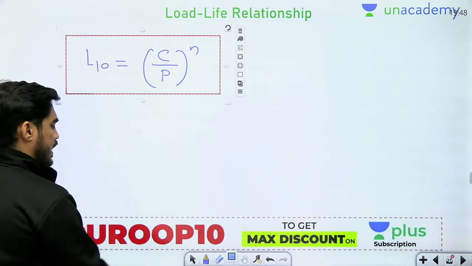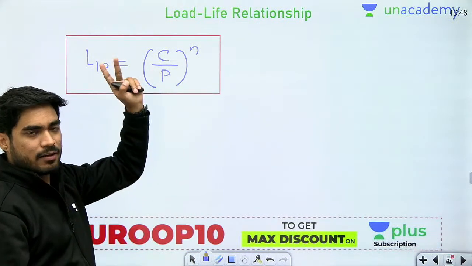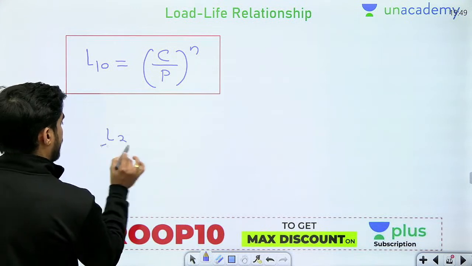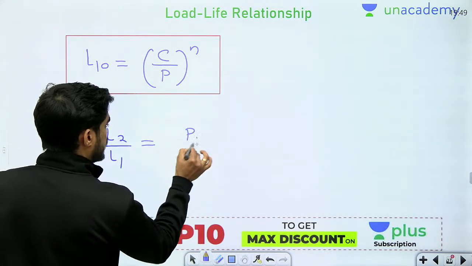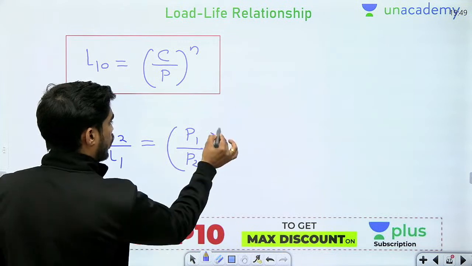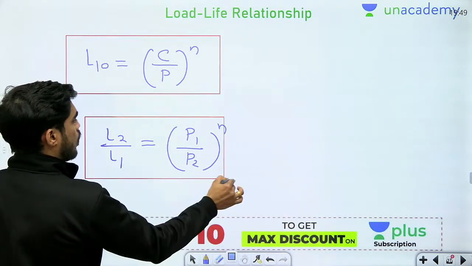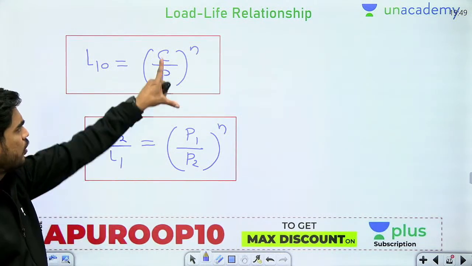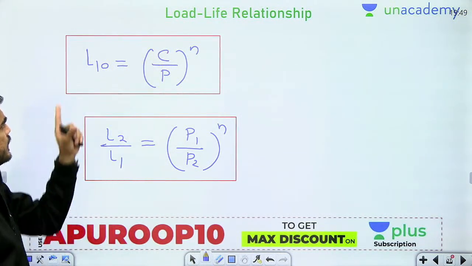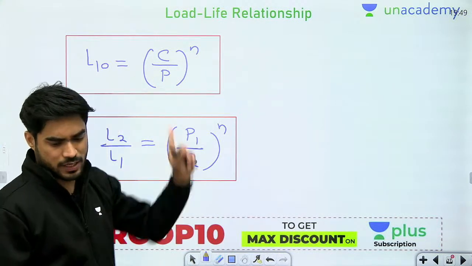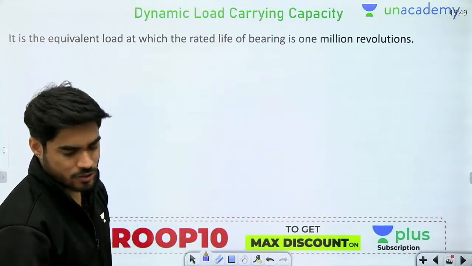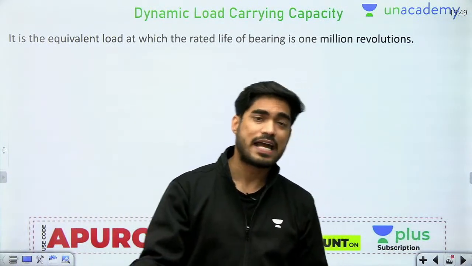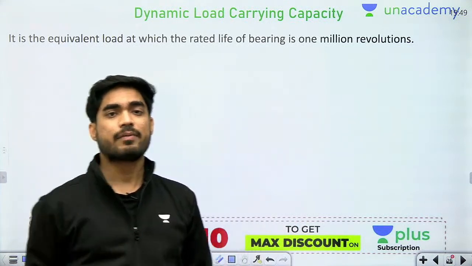If there are two loads and corresponding to those loads there are two lives, then the relation between them is L2 by L1 equals (P1 by P2) whole to the power N, because C is constant. So this is the ratio of two lives, L2 by L1. You only need to remember this. In this relation, L10 is the rated life, P is the equivalent load, and C is the dynamic load carrying capacity. It is the load at which the life is 1 million revolutions.